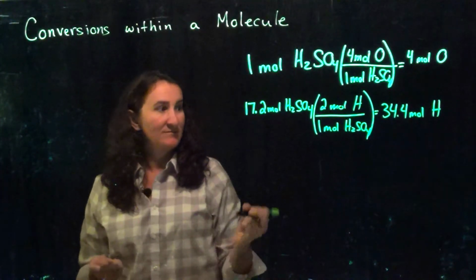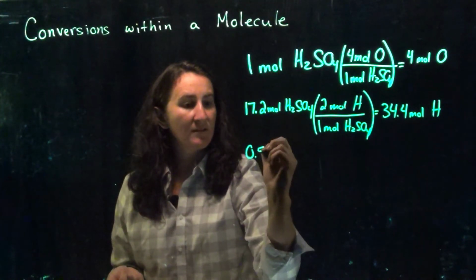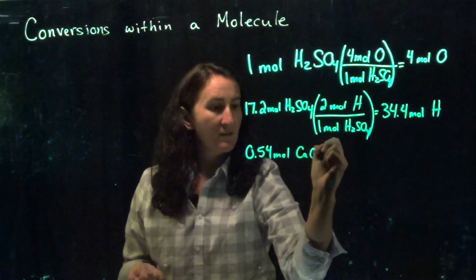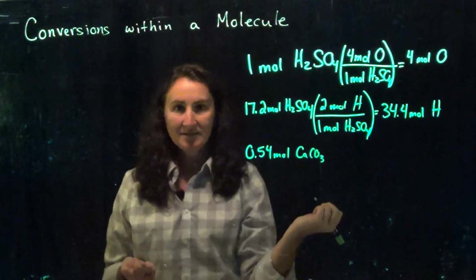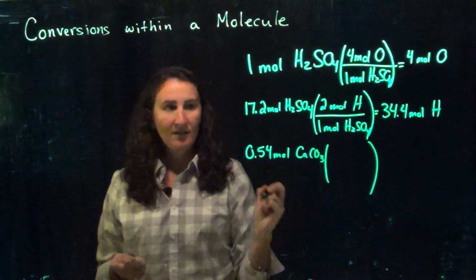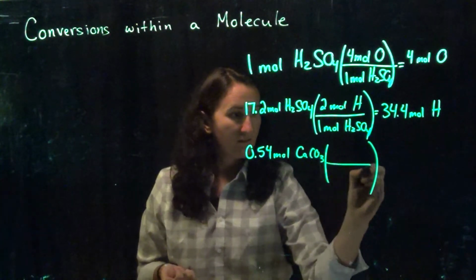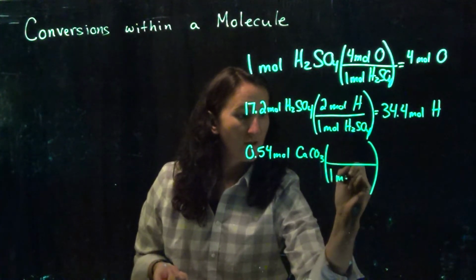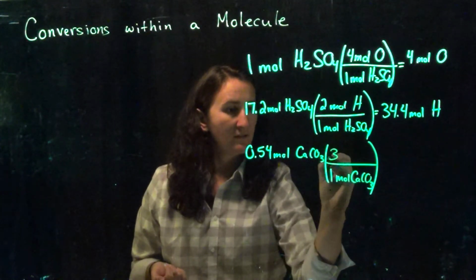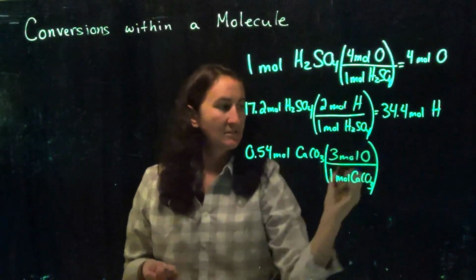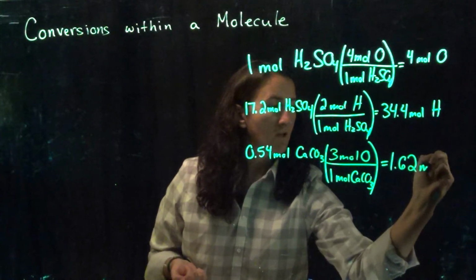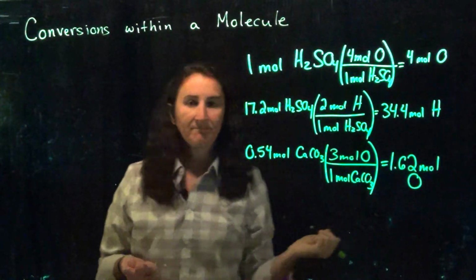Let's do another example. If you have 0.54 moles of calcium carbonate, CaCO3, how many moles of oxygen do I have? Same principles apply. For every 1 mole of calcium carbonate, we have 3 moles of oxygen. And that gives us a total of 1.62 moles of oxygen.